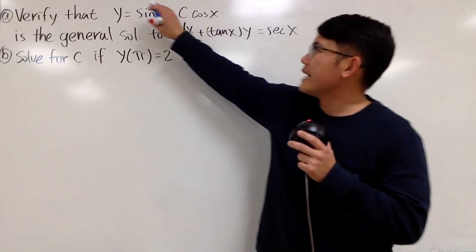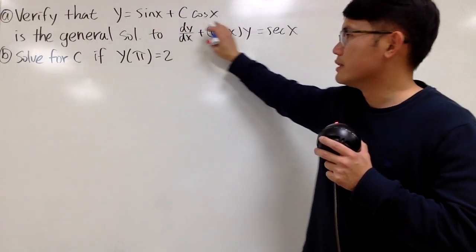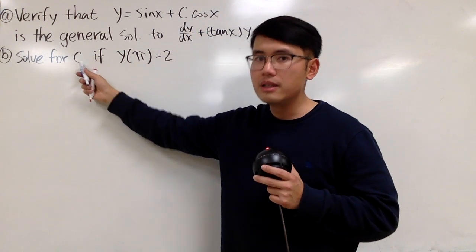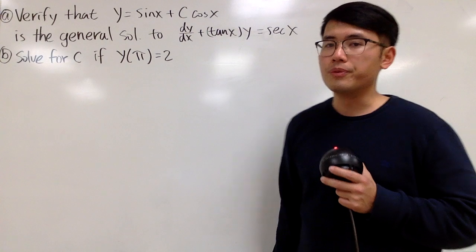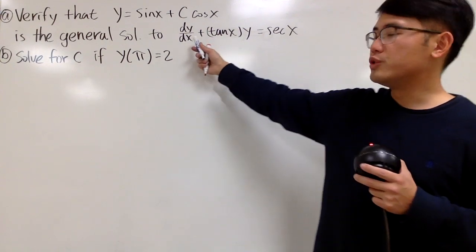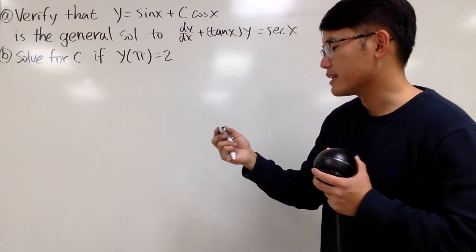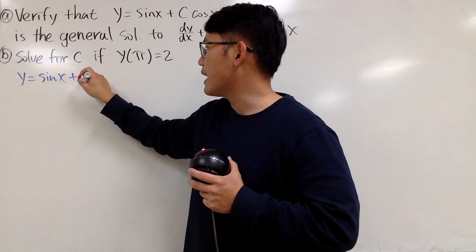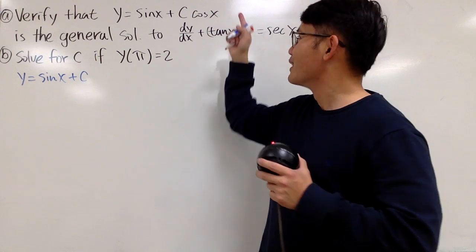Okay, we'll be verifying that this right here is the general solution to this differential equation. And then for part 2, we'll be solving for the constant c if y of pi is equal to 2. Well, for this right here, we just need the first derivative, so let's go ahead and get to work. We know y is equal to sine x plus c times cosine x.